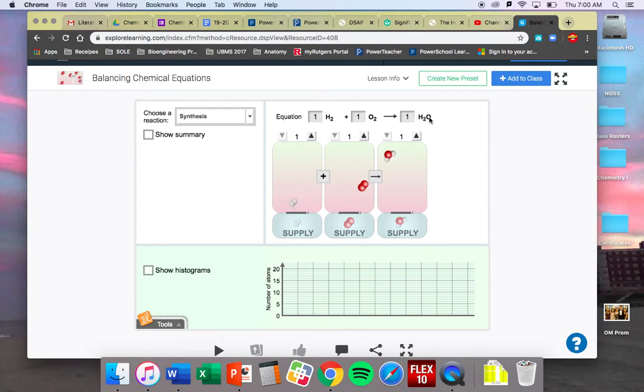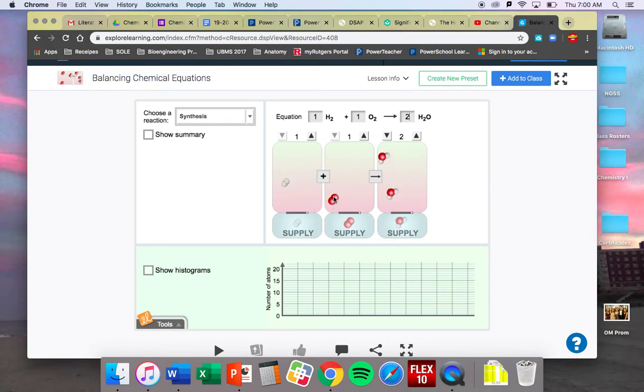So my first instinct is, if there's 2 oxygens over here and only 1 oxygen over here, I should change this number to a 2, hit enter. All right. So now things are looking pretty good because my 2 red oxygens bouncing around over here are balanced with my 2 red oxygens bouncing around over here.